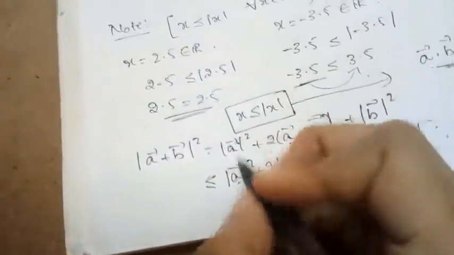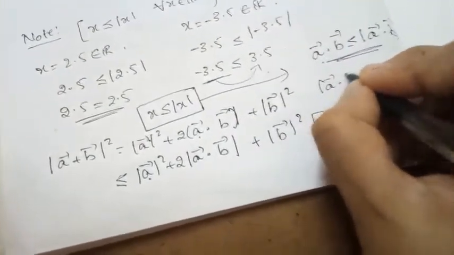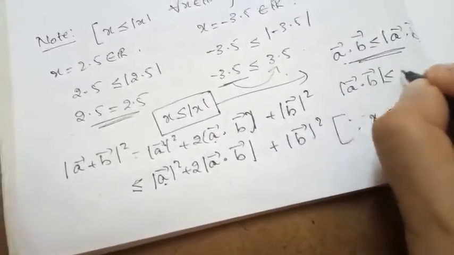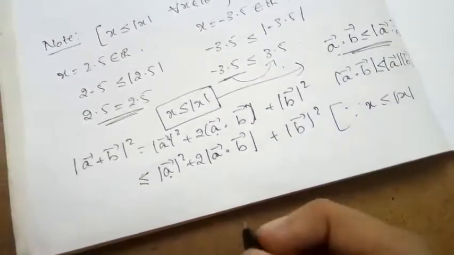Next, by the Cauchy-Schwarz inequality, which you have already learned just now, vector A dot vector B is less than or equal to the magnitude of vector A into the magnitude of vector B.